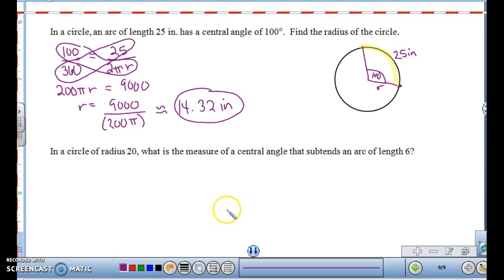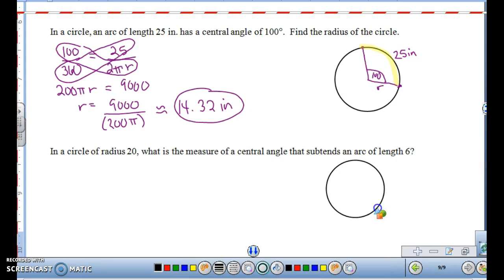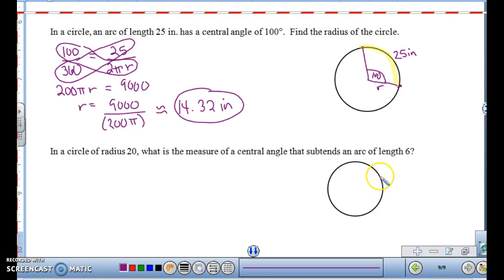All right, let's do one more of these. In a circle of radius 20, what is the measure of a central angle that subtends an arc of length 6? Okay, so we're going to make a circle. It has a radius of 20, so I can draw a radius of 20 right there. And we're looking for, the arc length is 6, which would be right here, and we're looking for this angle right here. And usually theta is angle, so I'm going to use theta as my angle. So I need to know what my central angle is.